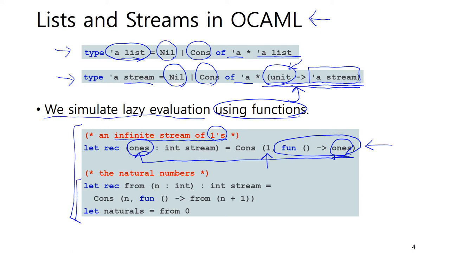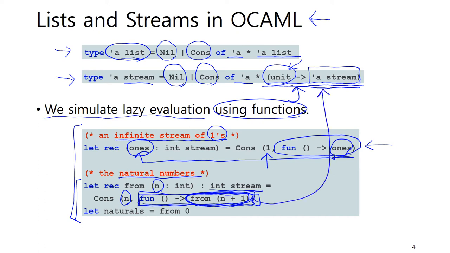In this example, we create an infinite stream of natural numbers starting from n. So it has type int stream, and it has the first element n. And to provide the remaining elements, we create another integer stream, but we have to delay the computation. So we wrap this stream of integers inside this function, then the second argument matches the type shown over here. Finally, we call the function from with the starting element, which is 0. In this way, we create an infinite stream of natural numbers.